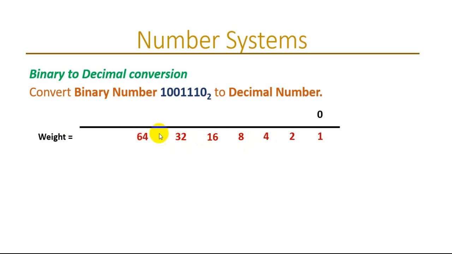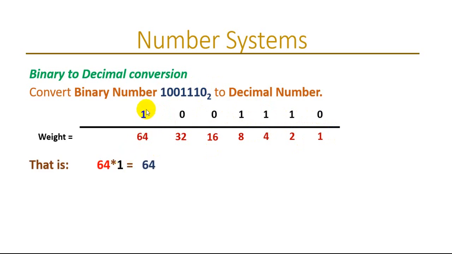After you take the 64, you take the first number, the last digit, and put it against the 1. Then you take this one, put it against this. Take the next number and put it against here. Take this one and put it against here. Okay, take this 0, put it here. Take this 0, put it here. Take this 1 and put it here. Okay, so we have the digits, this exact number, put against the weight of the binary system.